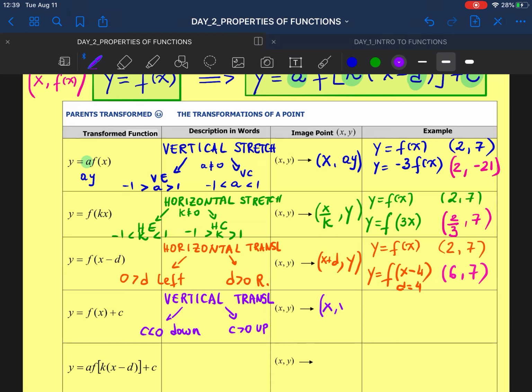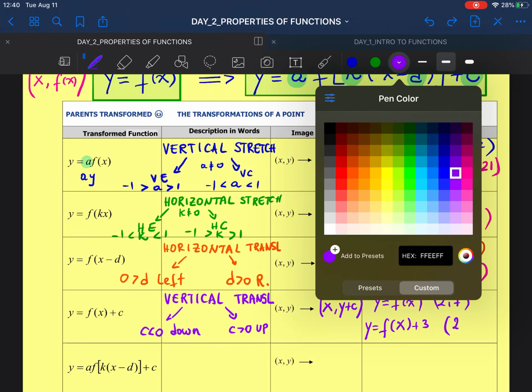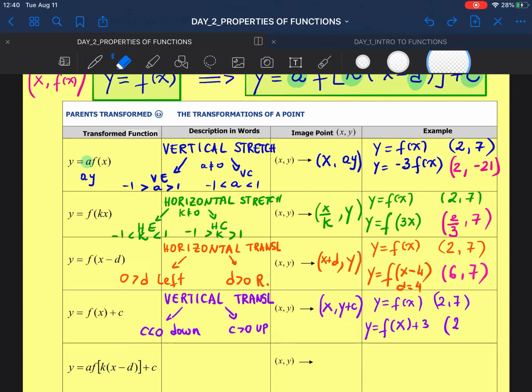So in this case, the coordinate x will stay the same, but the coordinate y will be increased by c units. So if we have a function of the form y equals f of x, a parent function, with a point 2 and 7 on the graph of f of x, then we transform this function according to the equation y equals f of x plus 3. Then we'll say that the x coordinate will stay 2. The y coordinate will become, in this case, 10. So we have 2, and 7 plus 3 will equal 10.